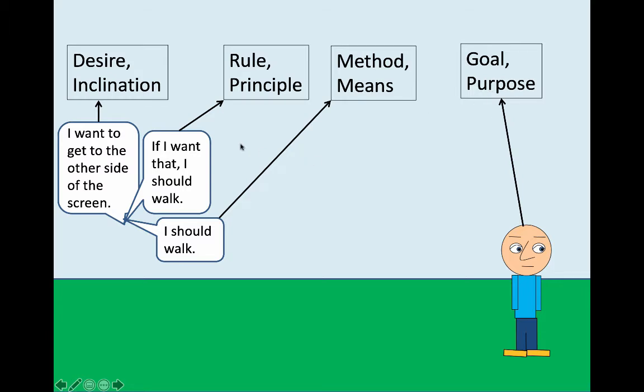So these are the various parts of an action. You have your desire, which gets things going in ordinary cases. You have your rule or principle that you're deploying that tells you how to achieve your desire. You have the means, which is the thing you actually do to achieve your desire. And then you have the goal or purpose or end, which is the desire being achieved.